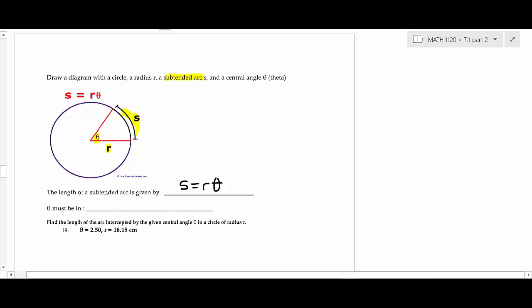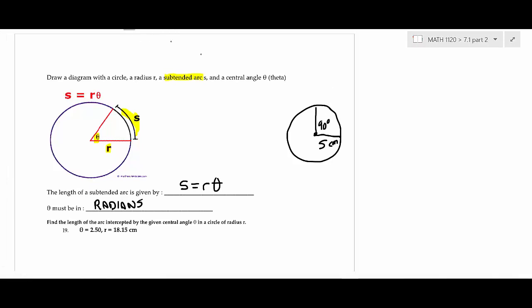But this is what's really important: theta must be in radians. If it's not in radians, you get ridiculous answers. Let me show you what I mean by that. I'm going to draw a circle. This is worth writing down as a note to yourself. Let's say that the radius is 5 centimeters, and let's say you have a 90-degree angle.